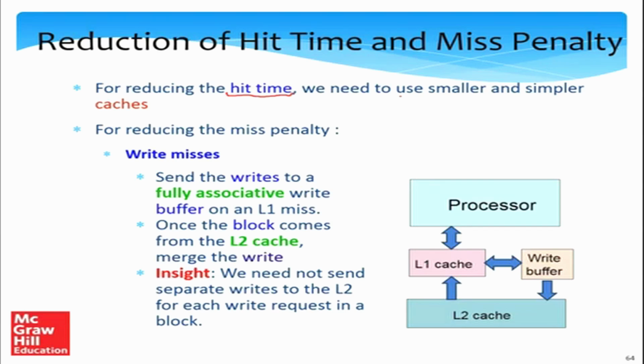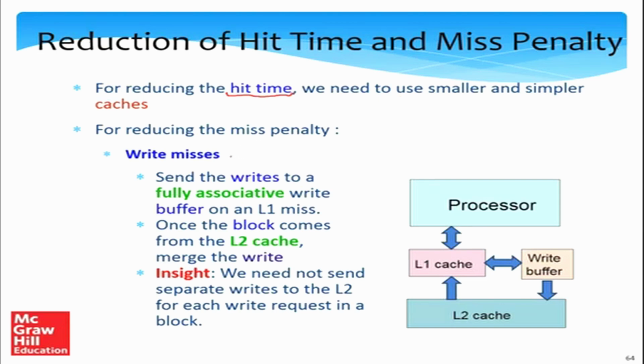And the biggest negative point of using a smaller and simpler cache is that it reduces the hit rate as well. So this trade-off needs to be kept in mind. Additionally, we can try to reduce the miss penalty. The miss penalty can be reduced as follows. Let's consider write misses.